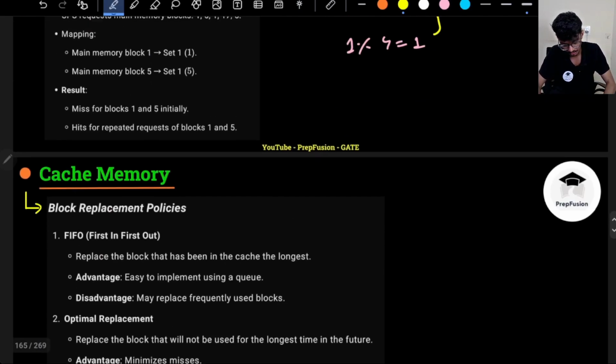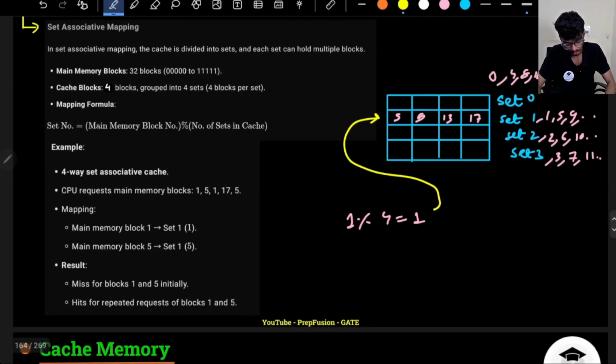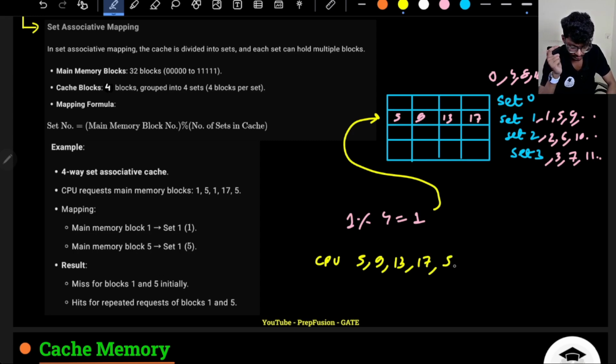Let's take the same example I have here. My CPU memory calls are somewhat like this. Initially the cache memory is empty, so the CPU first called for 5, then block number 9, then block number 13, then block number 17. Then the CPU again called for block number 5, again block number 5, and then block number 1.